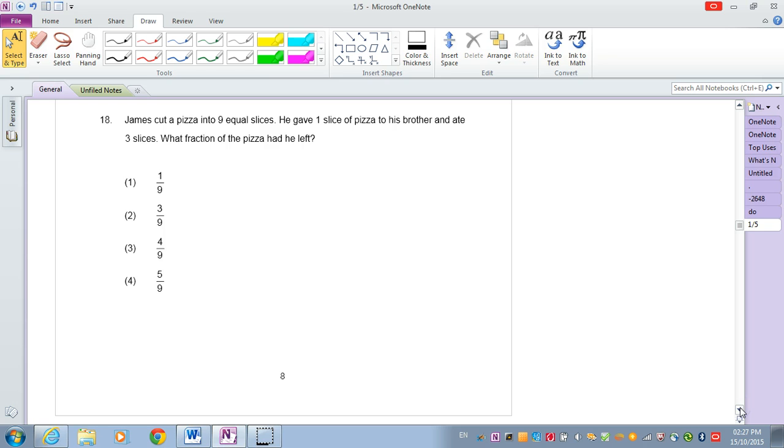Now James cut a pizza into 9 equal slices. He gave 1 slice of pizza to his brother and ate 3 slices. What fraction of the pizza had he left? Okay, now let's try to understand the question.